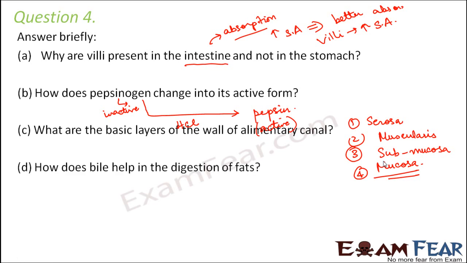How does bile help in the digestion of fats? Now, as we all know, bile does not contain any enzyme.